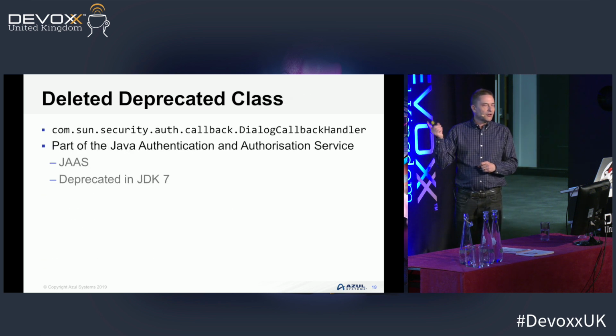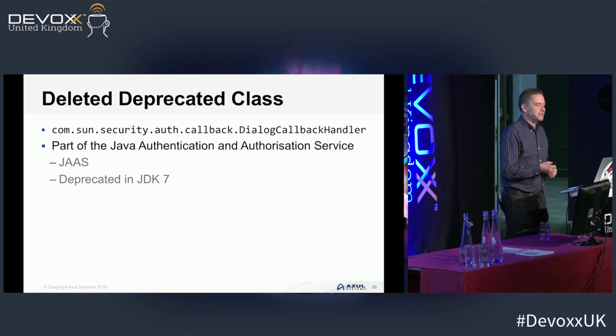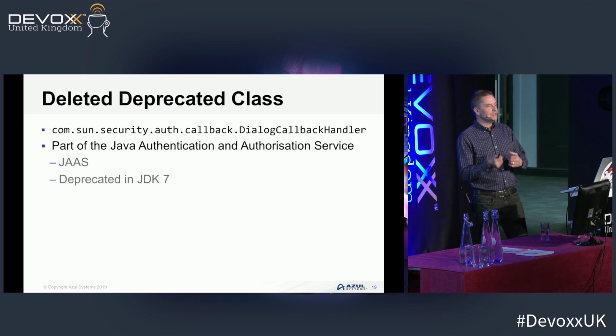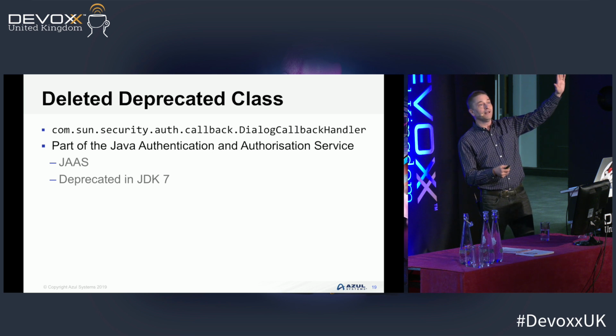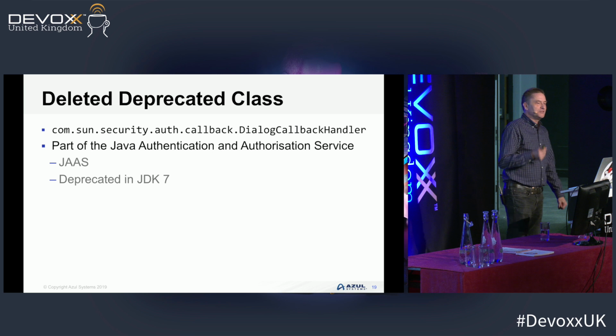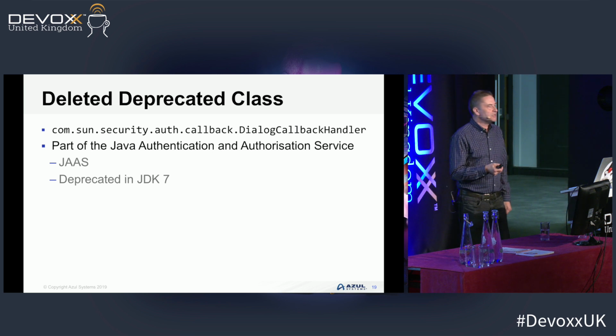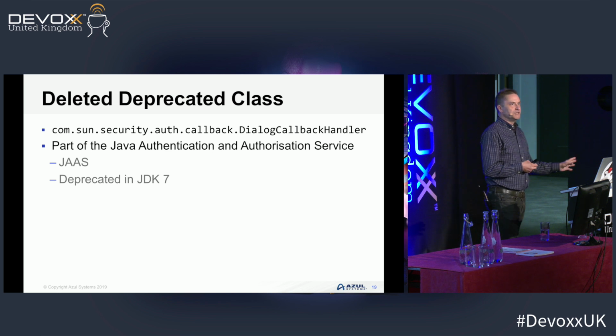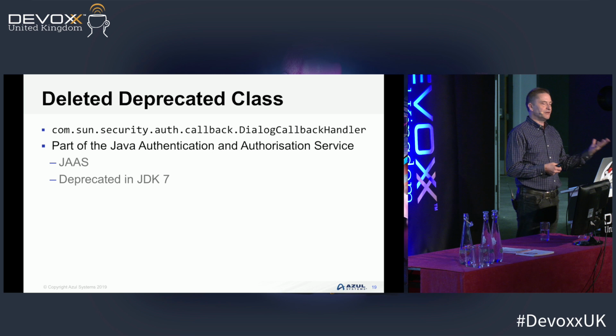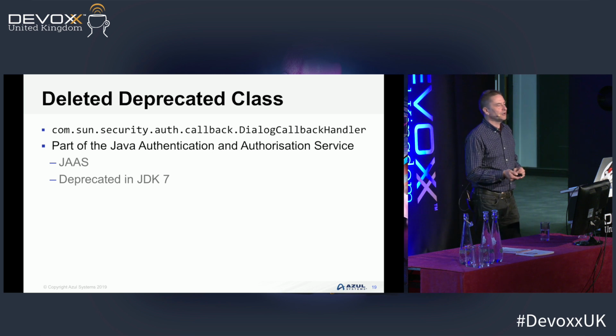There was another class that was deprecated and had been removed in JDK 9. So this is the com.sun.security.auth.callback.dialog callback handler. Anybody think they used that? No. OK. I didn't think so. This was part of the Java Authentication and Authorization Service. It had been deprecated way back in JDK 7. So if you were using it, you would have seen a warning message every time you compiled your code or every time you ran your code.